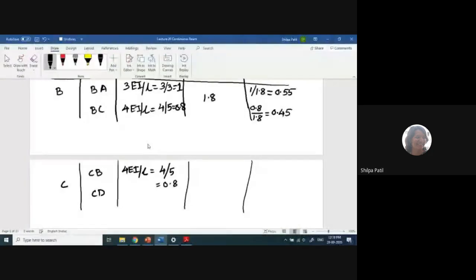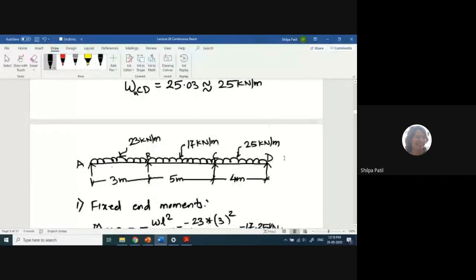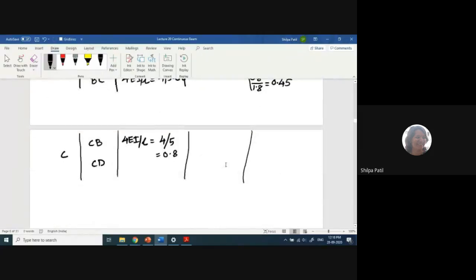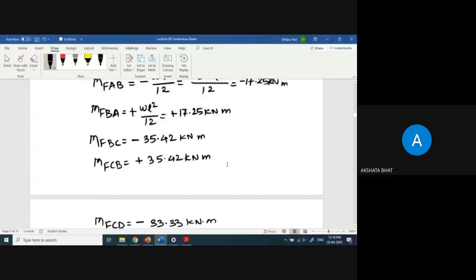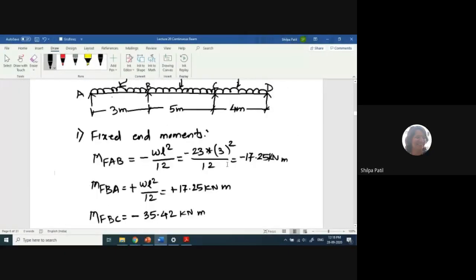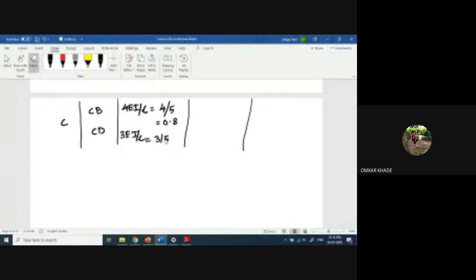And for CD, coming to the span CD here, D is a far end support and it has a simple support. So the formula for member stiffness will be 3 EI by L for CD. So this is 3 by 4. 0.75. Point 75, right? Yes, ma'am.